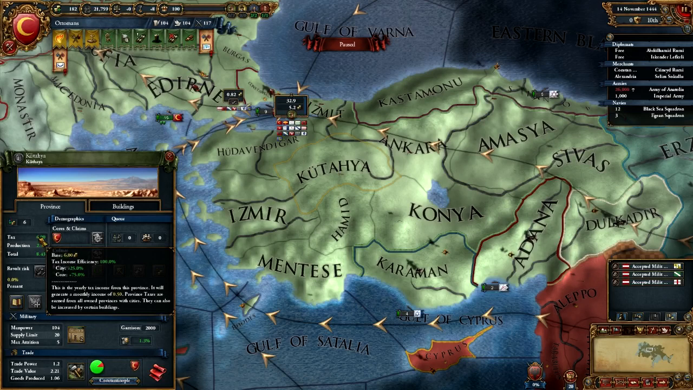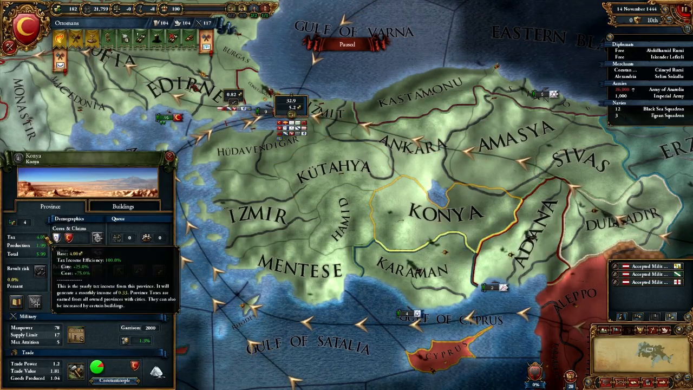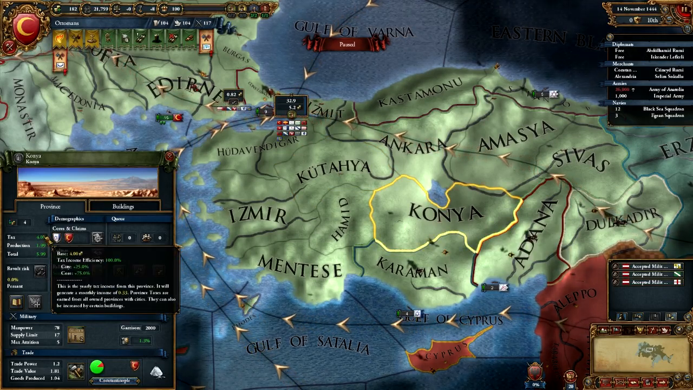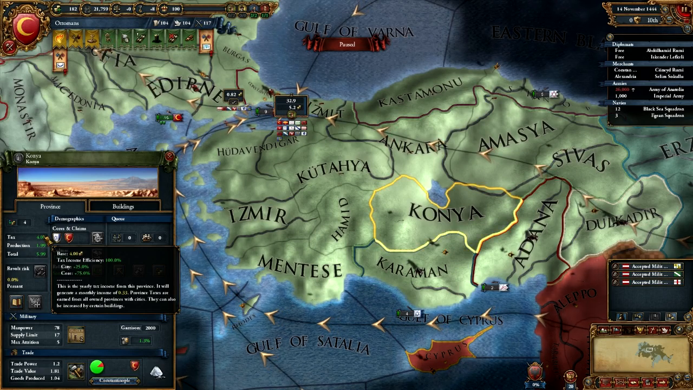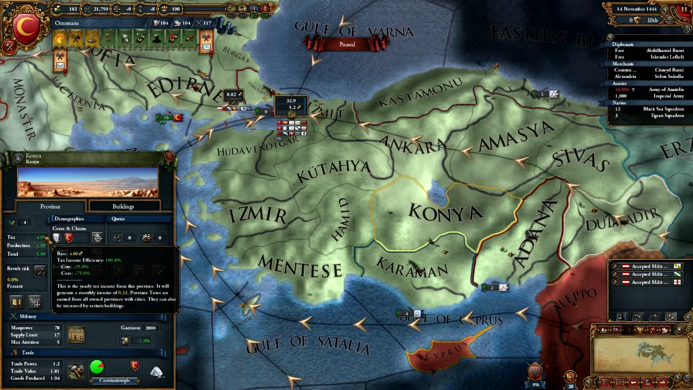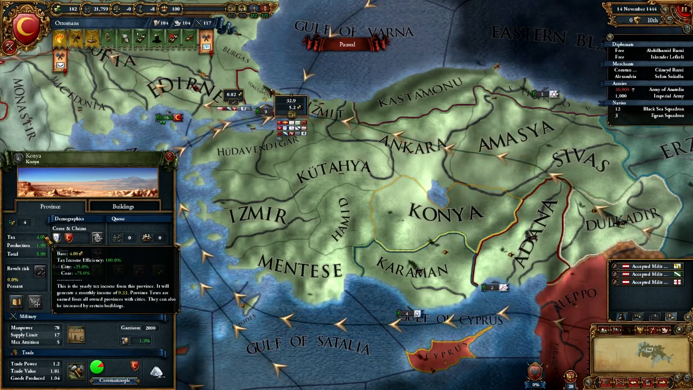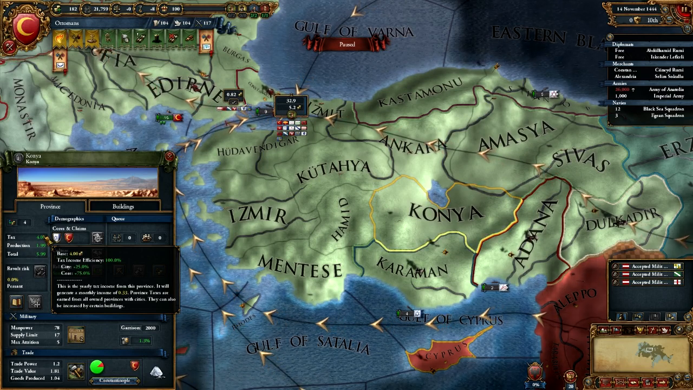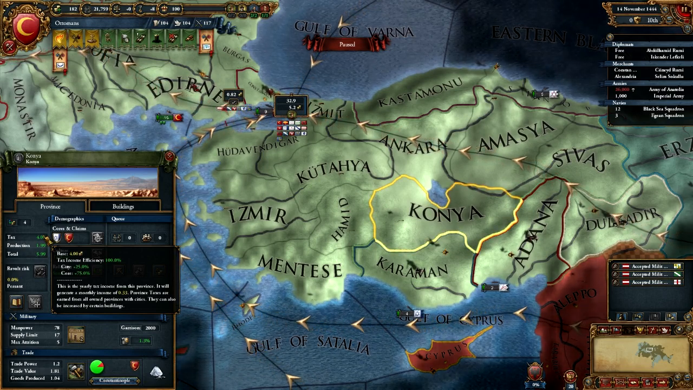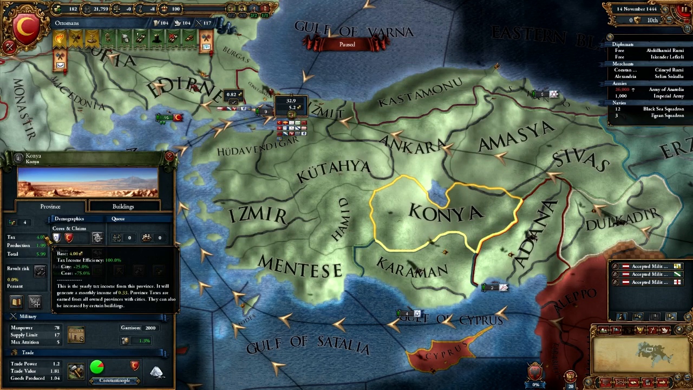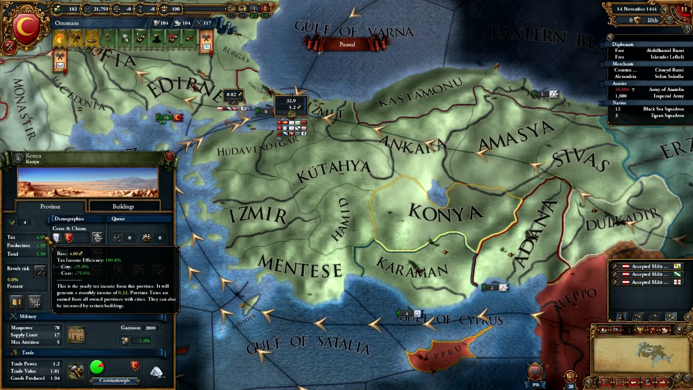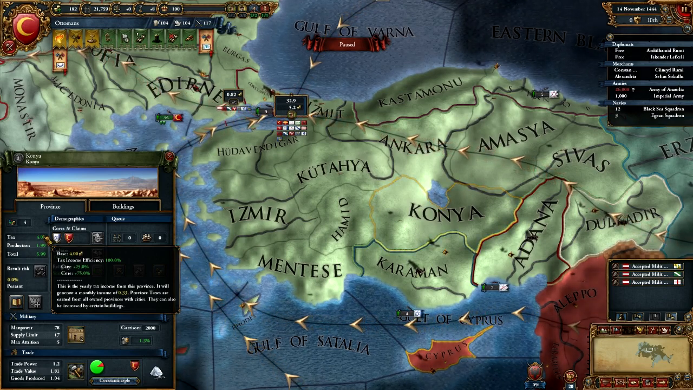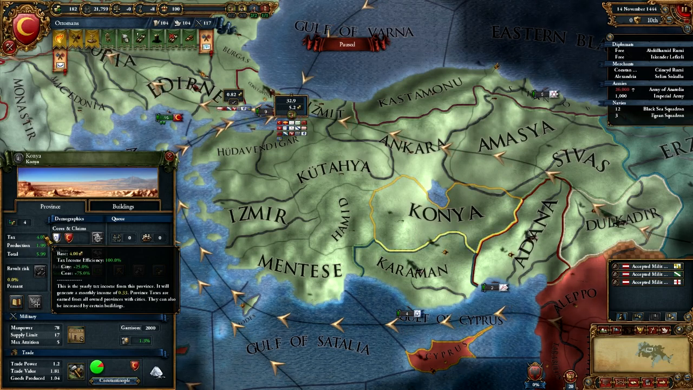Every province has a basic tax. This tax is then modified depending on your income tax efficiency, whether or not there's cities present, whether or not the area is a core. There are many, many factors that go into it, and by hovering over tax you can see what those are. You can't really do that much with tax. If a province has a city in it, it has a city in it. You can't build them or get rid of them.